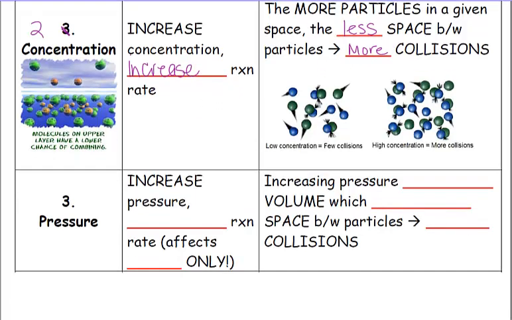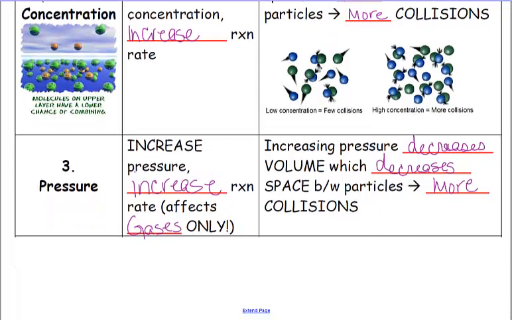So pressure would be factor 3. Increase in pressure will increase the reaction rate. And it affects gases only. I have to stress this, okay? Gases only. Increasing pressure decreases the volume, which decreases the space between the particles. And therefore you have more collisions. Think about being packed in a very tiny room, okay? More people in a room, you're hitting each other more, you're bumping into each other, you have no space.